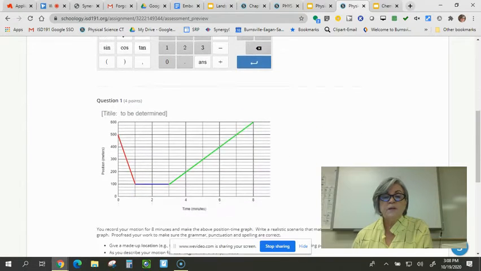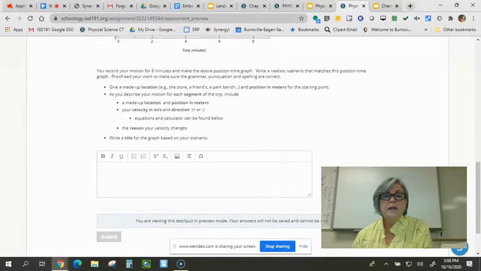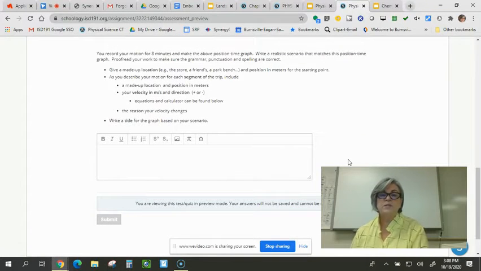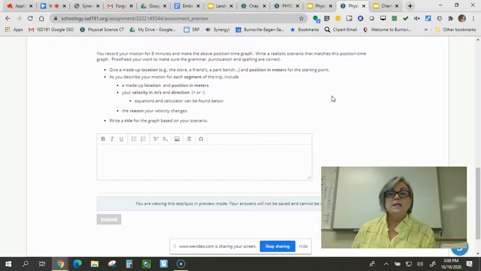And then you'll have a question, and the question will have a graph. I'm not going to show the graph right now because I'm just concerned about the directions. So the situation is similar. You will have motion recorded for 8 minutes on a position time graph, and you're supposed to write a realistic scenario that matches the position time graph. And most of you wrote an appropriate scenario. What you didn't do was include some of the details that I asked for.